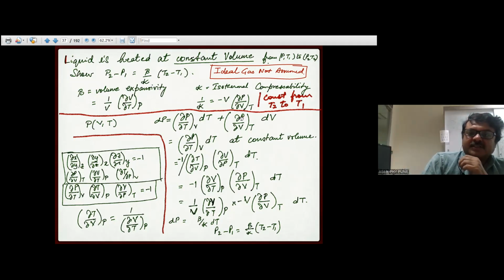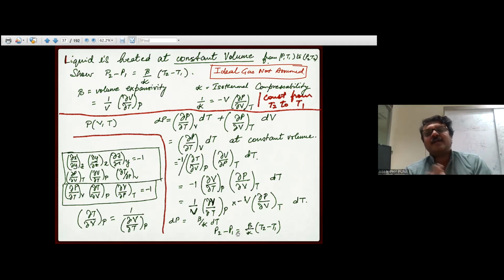Moreover, this term is not going to contribute because you said that the liquid is heated at constant volume. So this is not contributing, only this is contributing. And then you replace it by the suitable formulas using the cyclic relationships so that you get del V del T, the expansivity, and del P del V. Then you introduce this V and V, they will cancel off, and you will get this relationship.